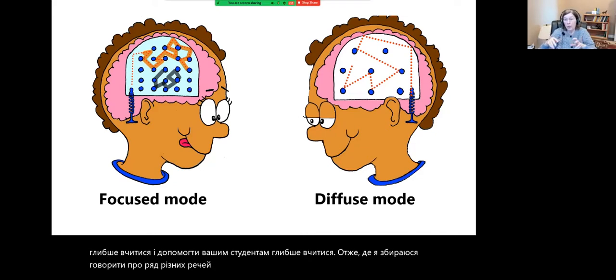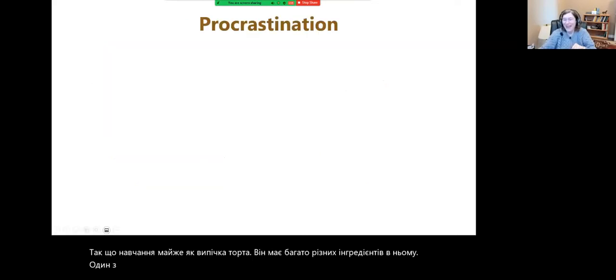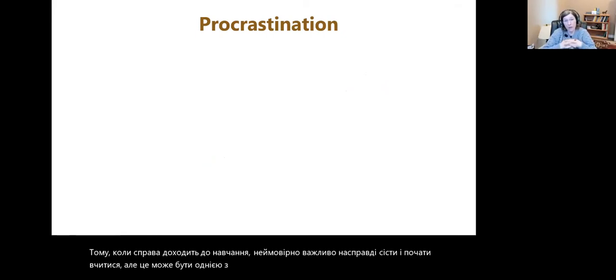learning well. So learning is almost like baking a cake. It has lots of different ingredients in it. One of those ingredients is procrastination. So when it comes to learning, it is incredibly important to actually sit down and start to learn. But that can be one of the hardest things for students and even for us to do.